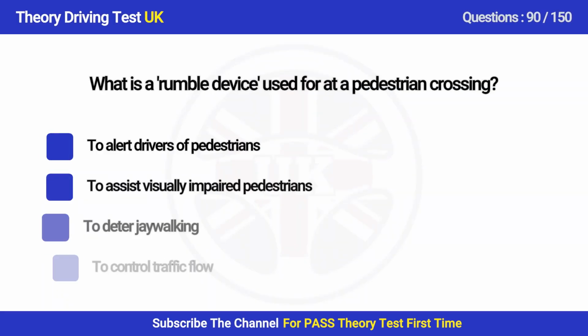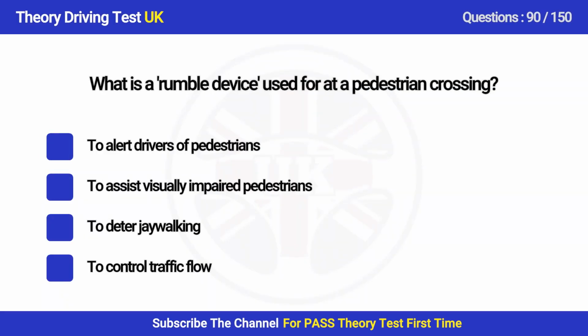Question 90. What is a rumble device used for at a pedestrian crossing? A. To alert drivers of pedestrians. B. To assist visually impaired pedestrians. C. To deter jaywalking. D. To control traffic flow.